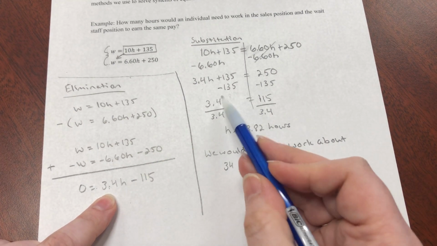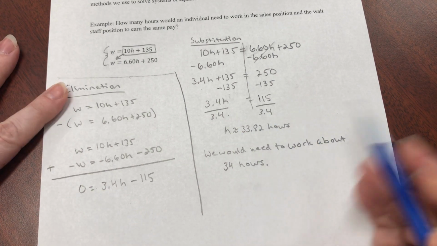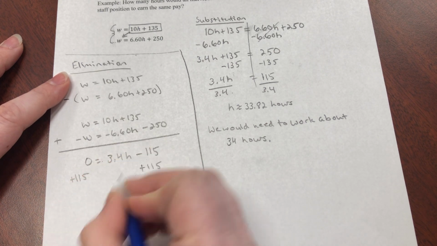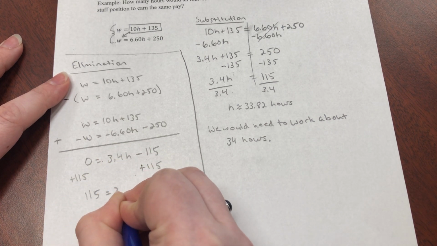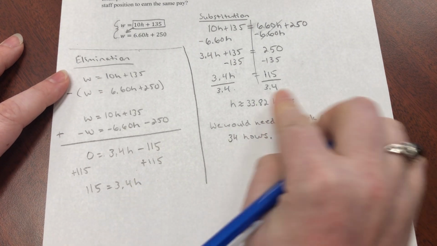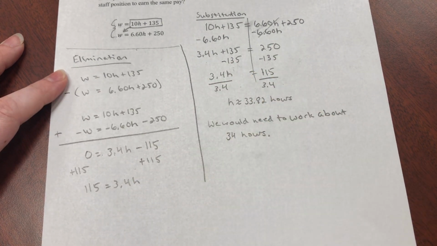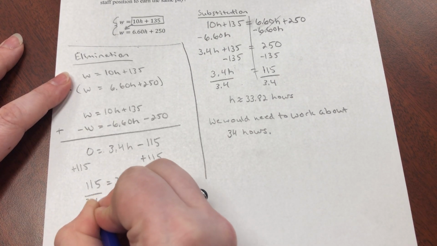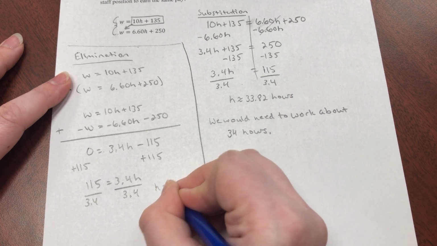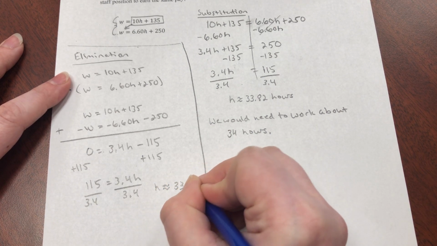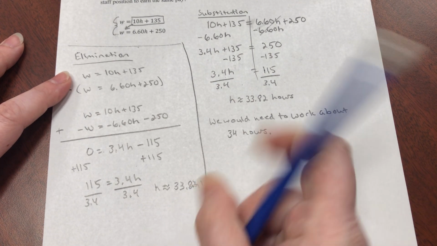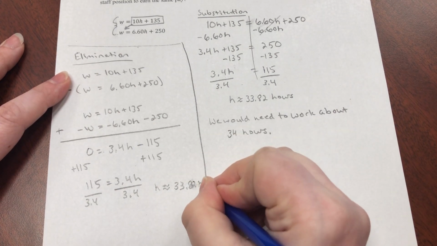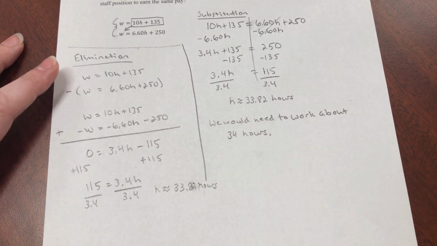You notice that these two equations look very similar to each other. If I add the 115 back to the other side, now I'm down to pretty much the same equation, just switched around. I would still have to divide by 3.4. And H would be approximately 33.82 hours, just like it did previously.